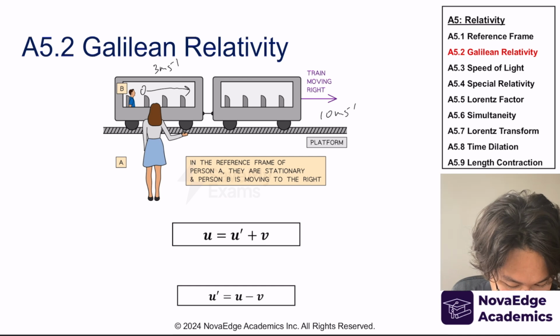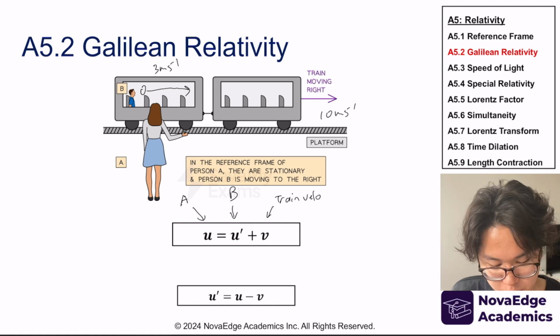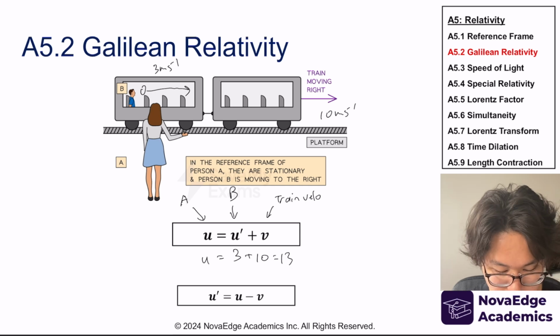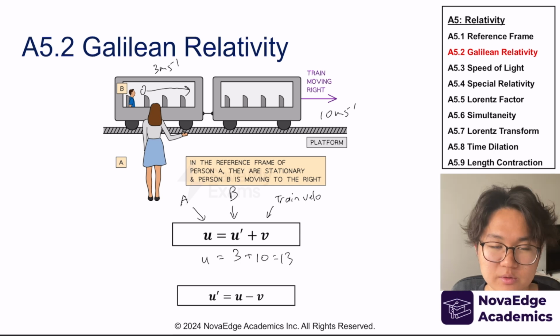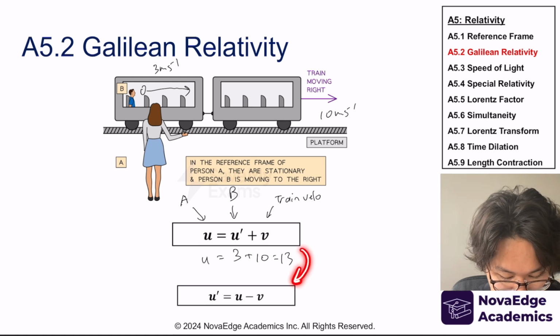U here is from the woman's perspective, U prime is from the man's perspective, and V is just the velocity of the train, right? So when I put in the equation, I can see that from the woman's perspective, the velocity of the ball is 3 plus 10, which is 13. That's literally what this Galilean velocity equation, which we call the Galilean transformation, does. Rearranging this, you get this.